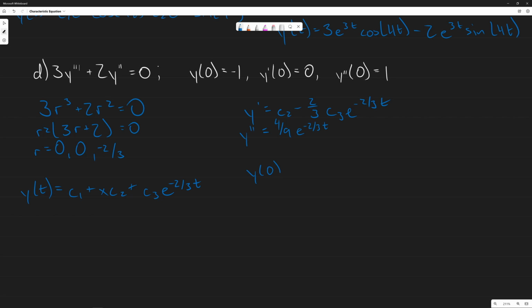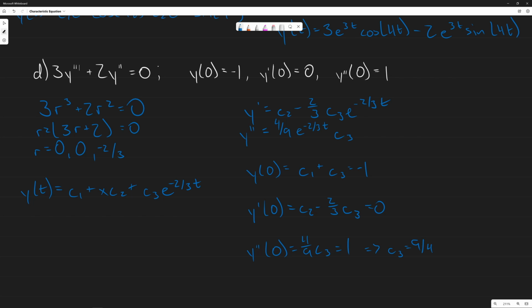So when we plug in t equals 0, for y we will get c1 plus c3 equaling negative 1. For y prime equal to 0, we will get c2 minus 2/3 c3, that would be 0. And then for the second derivative, I forgot to multiply it by c3, so 4 over 9 c3 is equal to 1. This one's really easy to solve since it has one variable. So c3 is equal to 9/4.